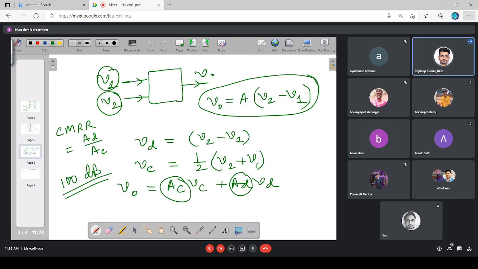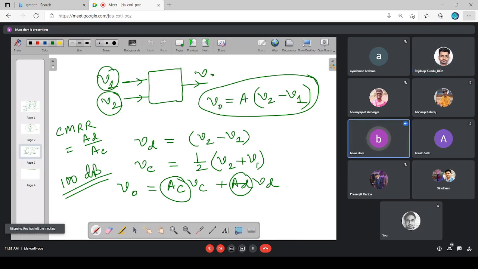Sir, can you explain once more the VD and VC part? Is it a characteristic of the difference amplifier? No, this applies to any two signals. Suppose VA and VB, I do not know where from I am getting those. But it may so happen that these two signals are having some common part. How will you find out the common part? Common part is nothing but the average.